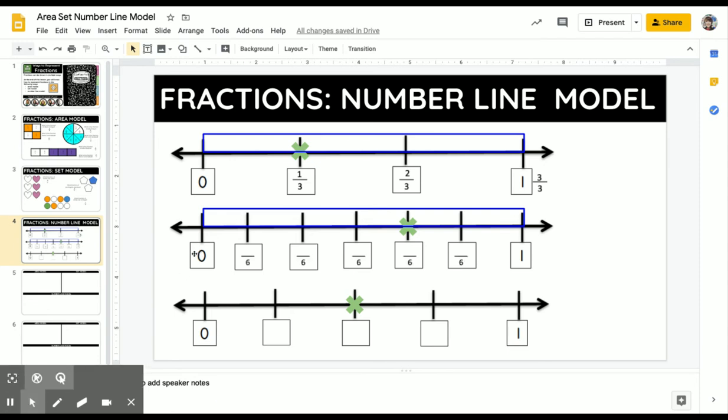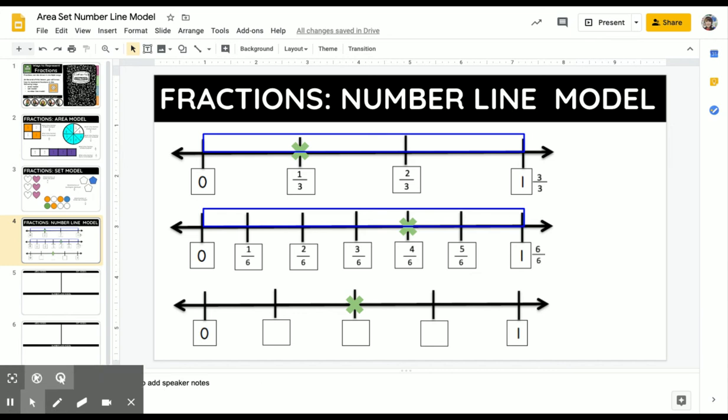If this section of the number line represents 0, this would be 1 out of 6, or 1/6, 2 out of 6, or 2/6, 3 out of 6, or 3/6, 4 out of 6, or 4/6, 5 out of 6, or 5/6, and again, 6 out of 6 is 6/6, or 1 whole.